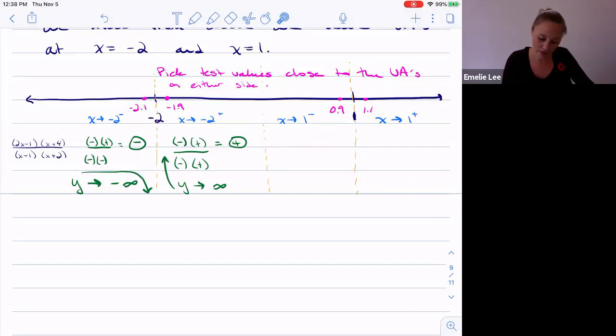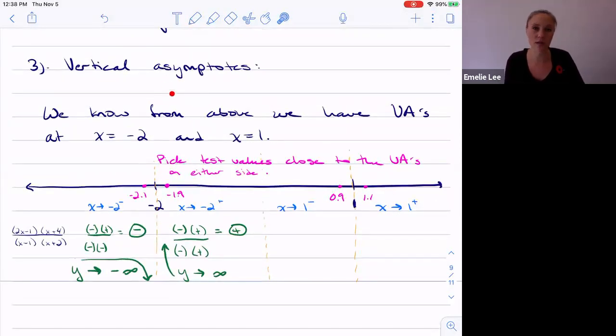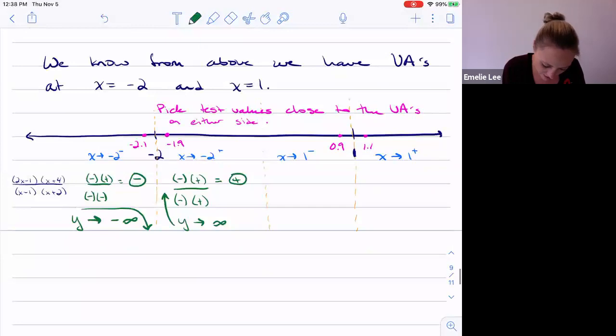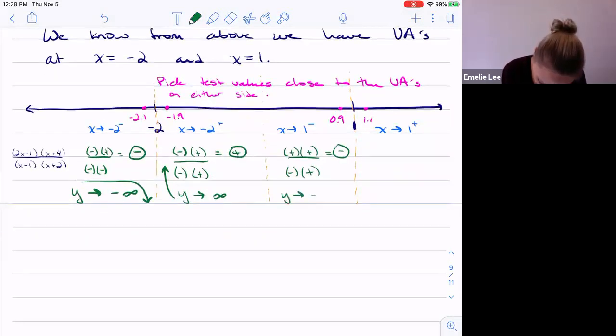So like I said, the vertical asymptotes are the most work, I think, because you have to figure out how this thing behaves at all the vertical asymptotes. But once you get in the groove, it's not that bad. So using 0.9, 2 times 0.9 is 2-ish minus 1, so that's going to be positive. 0.9 plus 4 is positive. Divided by 0.9 minus 1, that's negative. And 0.9 plus 2 is positive. So overall, I get a negative number, right? A positive over a negative is a negative, which tells me that y is going to negative infinity. Looking like that.